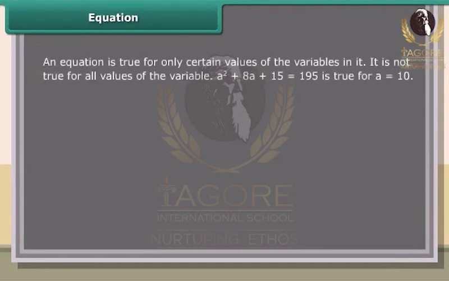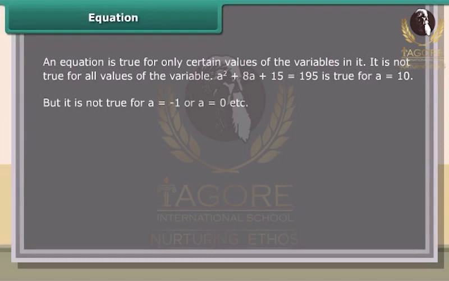Equation. An equation is true for only certain values of the variables in it. It is not true for all values of the variable. a square plus 8a plus 15 is equal to 195 is true for a equal to 10, but it is not true for a equal to minus 1 or a equal to 0, etc.